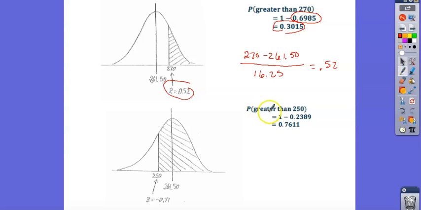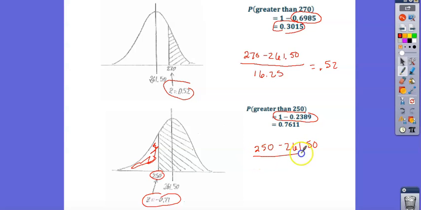Okay, when I want P greater than 250, again I figure out my z-score and look it up in that table. The table is going to give me the area over here, so you're going to say 1 minus whatever that area is. The z-score is 250 minus 261.50 over 16.25, and that's where you get that 0.71. You go to that table and you'll get 0.2389. So you say 1 minus 0.2389.